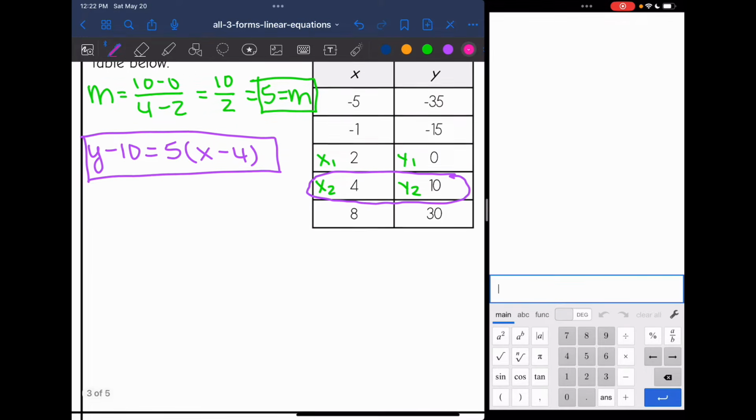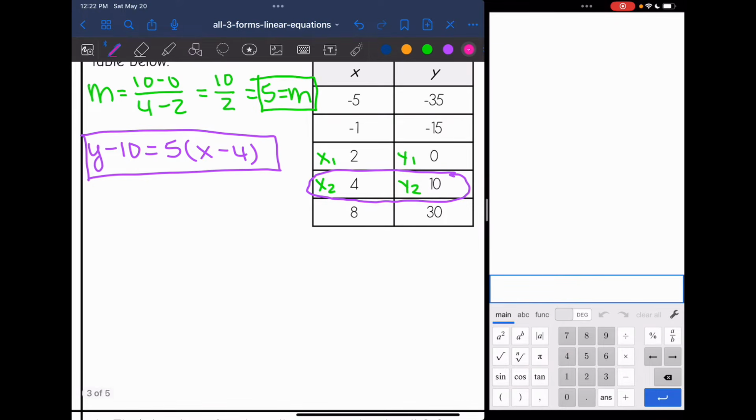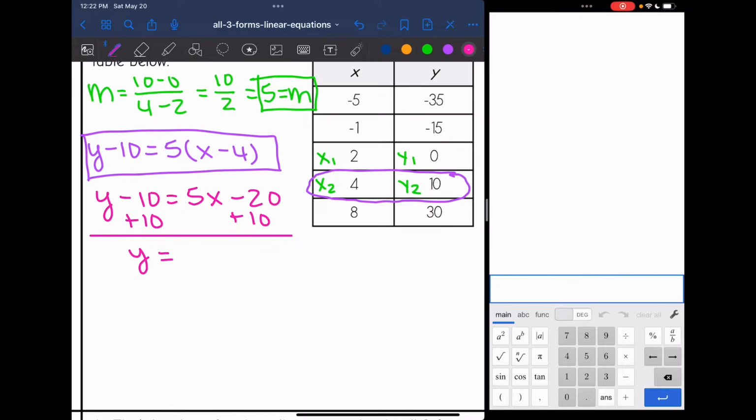And now I'm going to convert this to slope-intercept form by solving for y. So first thing I'm going to do is distribute the 5, and I get y minus 10 equals 5x minus 20. And then I'm going to add 10, and I get y equals 5x, and then negative 20 plus 10 is negative 10.